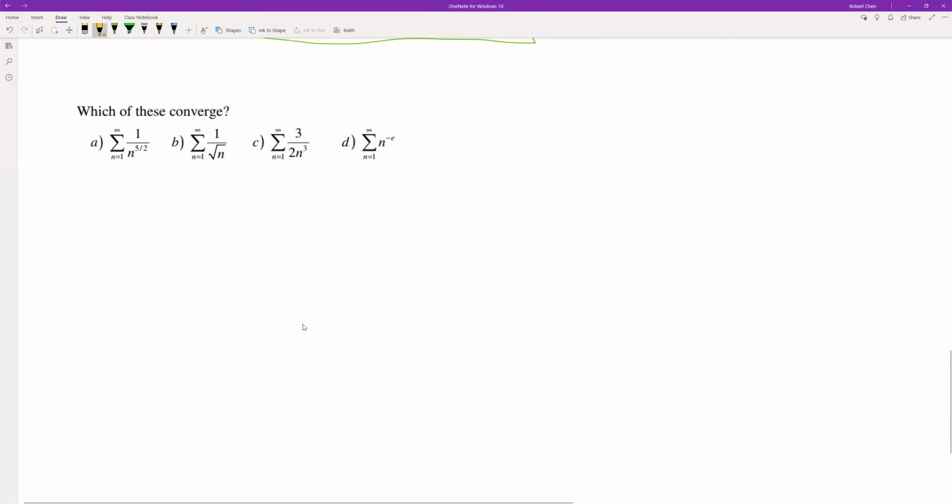All right, so the first one, p is equal to 5 over 2, which is about 2.5. That is greater than 1, right? So it will converge. So we can say that p series converge with p equal to 2.5.